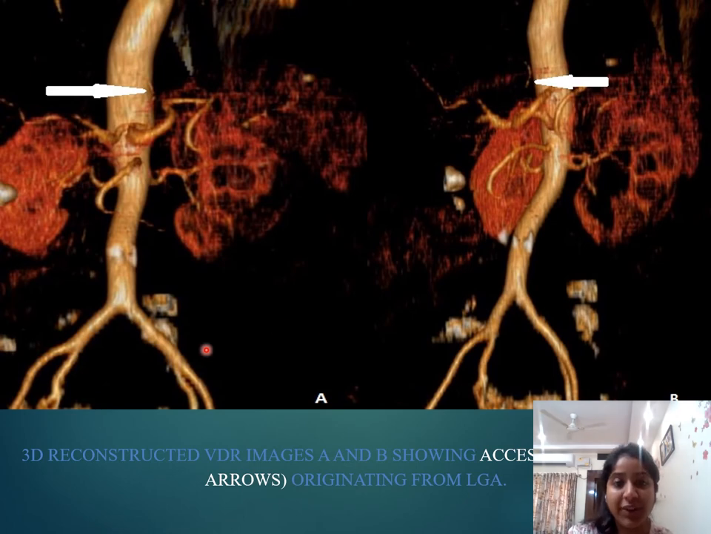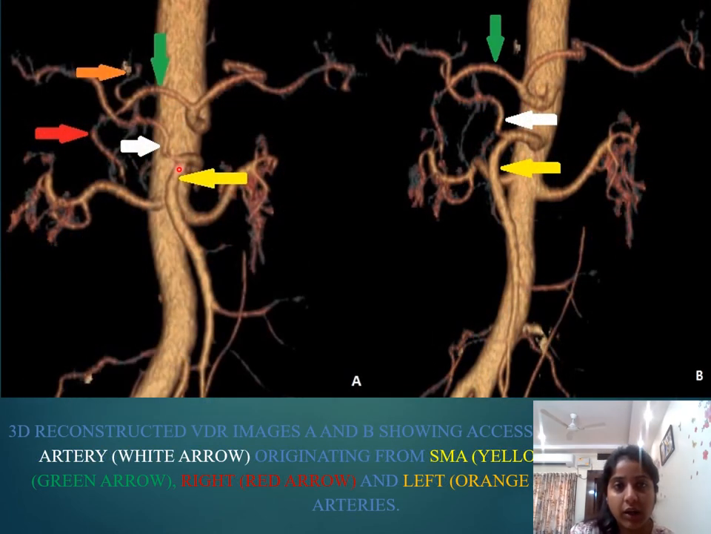Here is a 3D reconstructed view showing the accessory left hepatic artery originating from the left gastric artery. So this is Michel type 5. This is a 3D reconstructed view showing the accessory right hepatic artery originating from the superior mesenteric artery. So this is Michel type 6.